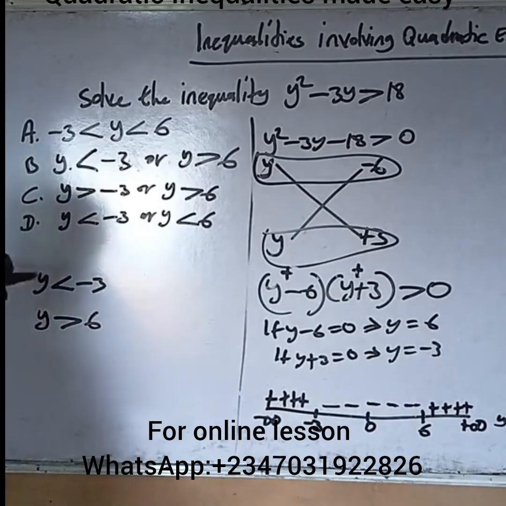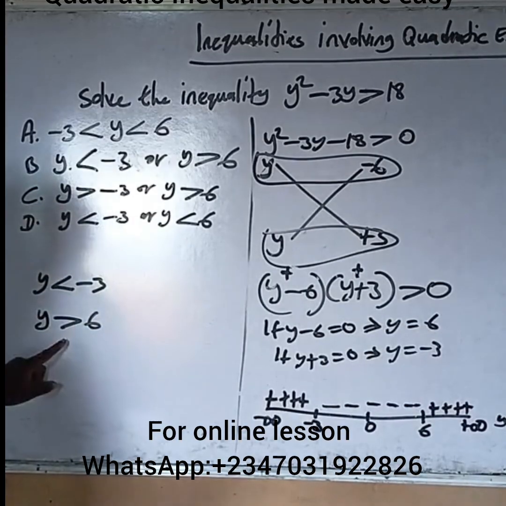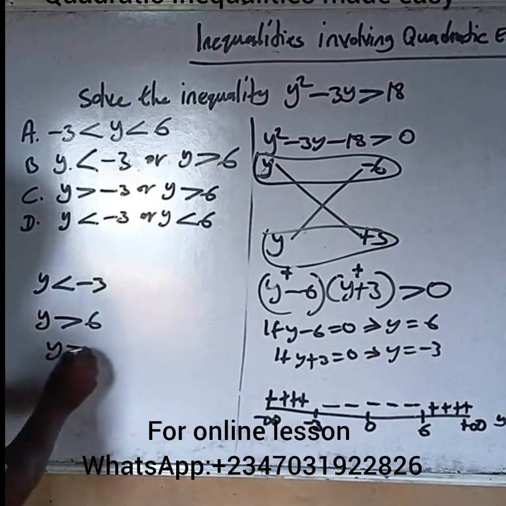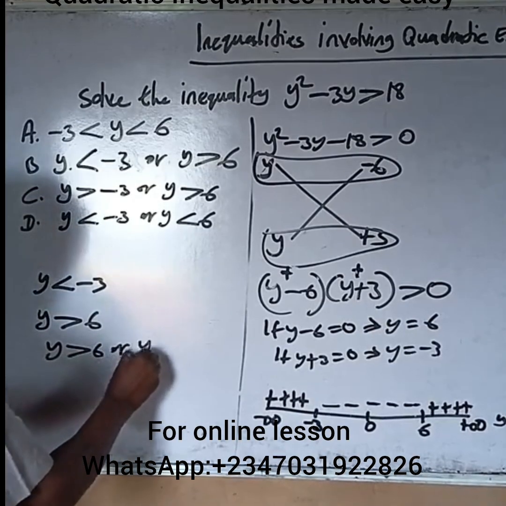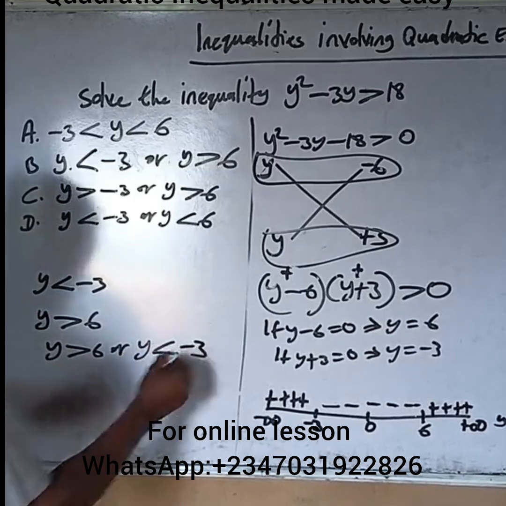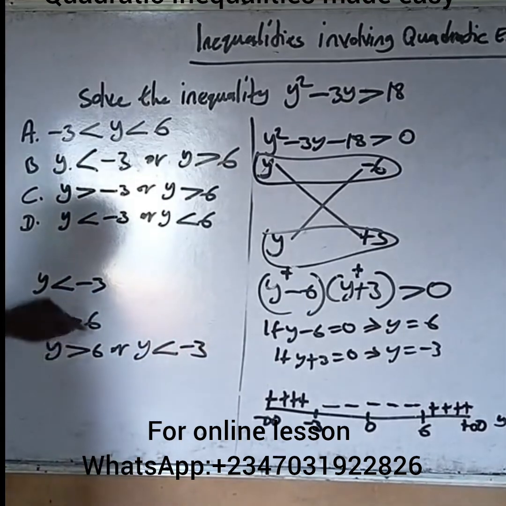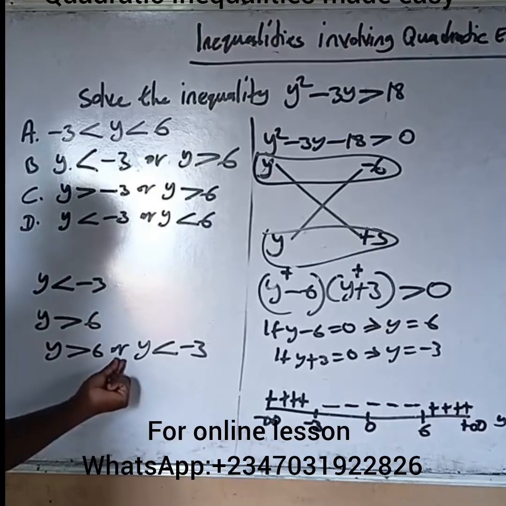Now, a number cannot be less than minus 3 and be greater than 6. So you cannot use and in this case. So in this case, we are going to say y is greater than 6 or y is lesser than minus 3, because a number cannot be greater than 6 and lesser than minus 3. So you now use or in that regard.